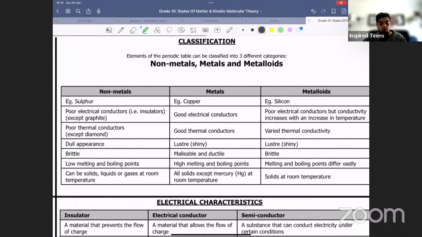Now, metals are good electrical conductors and good thermal conductors. They are shiny. They are malleable and ductile. So brittle means they're sort of weak and can break easily. Malleable and ductile each have their own specific meaning. Let me Google specifically what each one means.